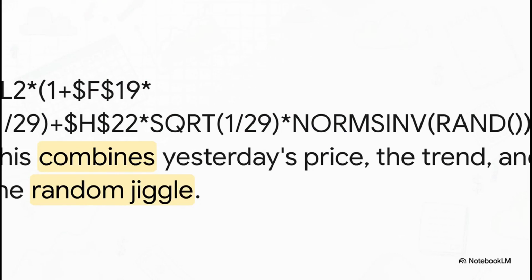And here it is. This is what it all looks like put together in one Excel cell. You can see it follows our blueprint perfectly. We start with L2, that's yesterday's price. Then we multiply it by 1 plus our trend, which is stored in cell F19. And then we add our volatility from cell H22, multiplied by our random jiggle generator at the very end. That number 29 in there, that's just the number of days in our simulation, helping scale everything correctly. This one line is our entire prediction engine.